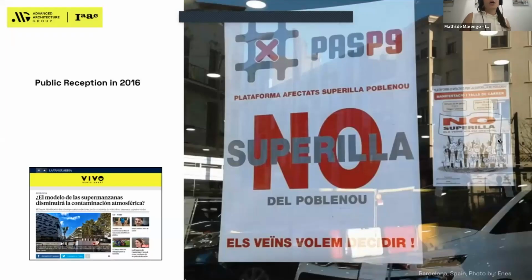What's quite interesting is that although the superblocks sit within a series of goals, part of the urban ecology plan of Barcelona, that are incredibly positive environmental and social goals for the city, the initial reception of the superblocks was in fact an incredibly critical one. On one side, the neighborhood associations demanded to be part of the decision-making process. We also had, for example, one of the main newspapers questioning whether this model of superblocks would in fact enable the reduction of air pollution that we saw previously was quite high.